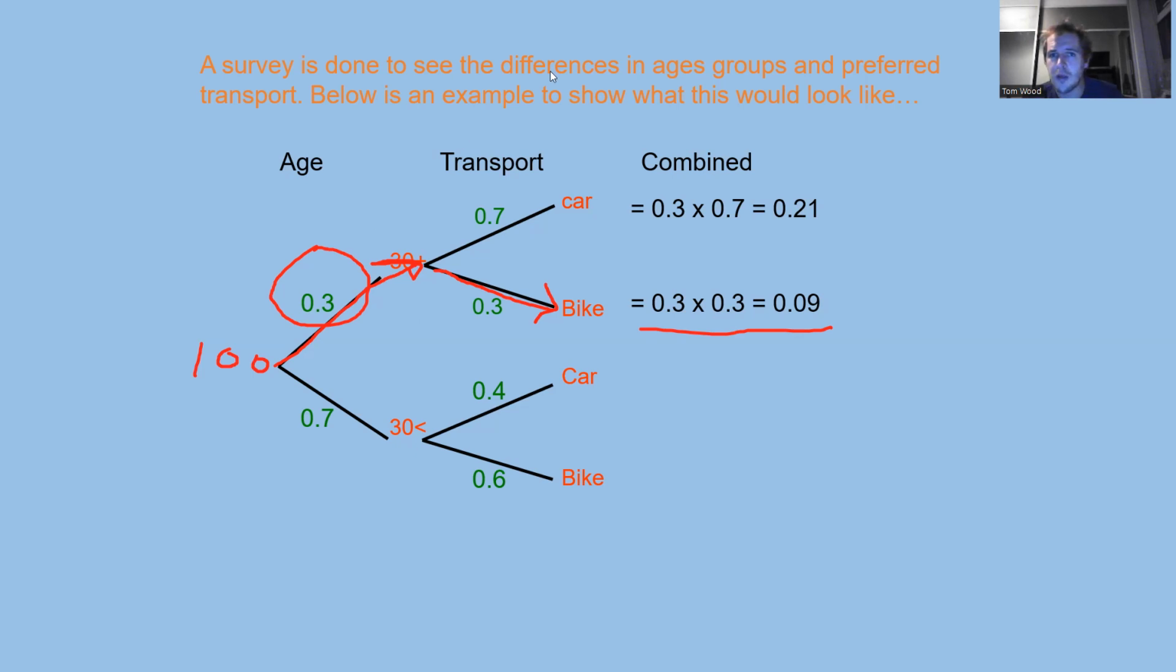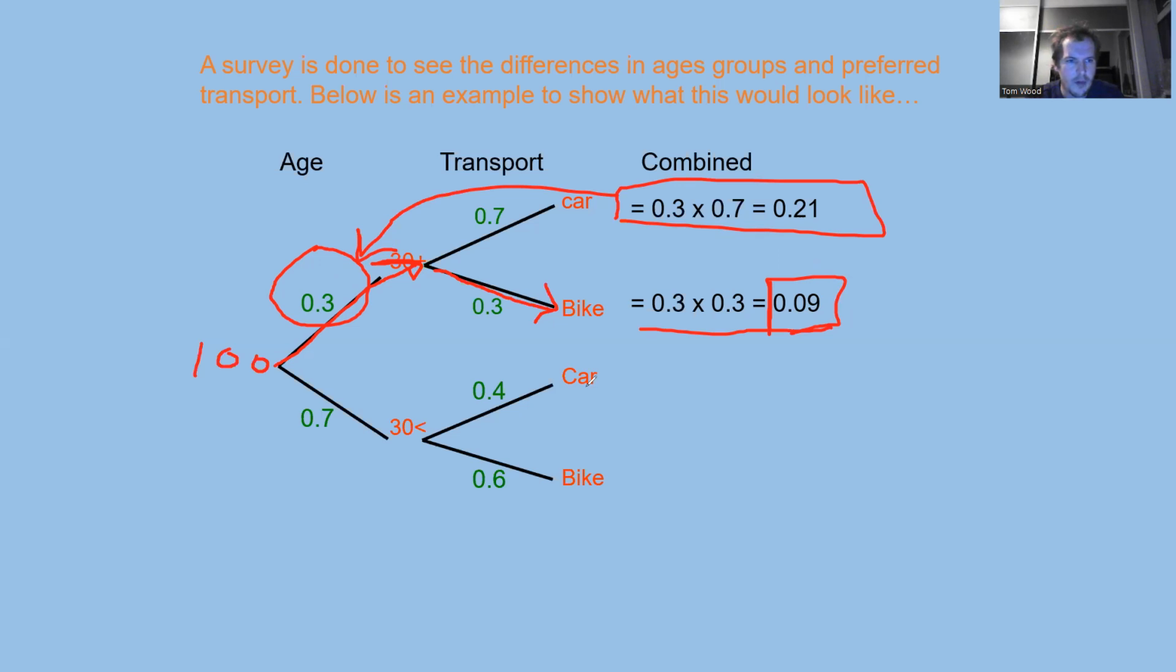The other way of looking at this is to say that at this point, we had 21% of our 30%. All of these people equated to 30% of the overall population. Out of that 30%, 21% of them travel by car. The remaining must like to travel by bike. So 0.09 add 0.21 is 0.3, which is 30%. So that's the other way that you can look at this.